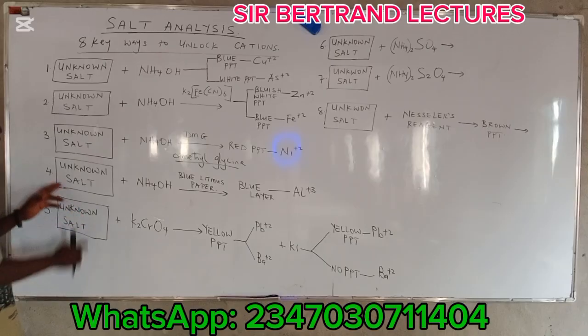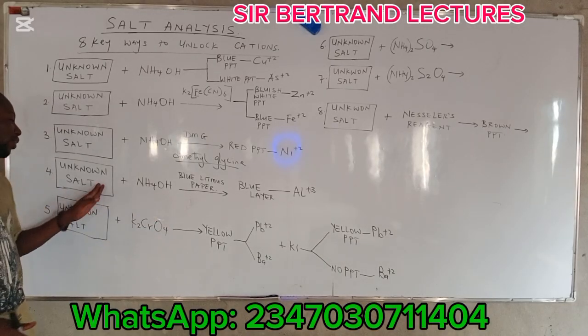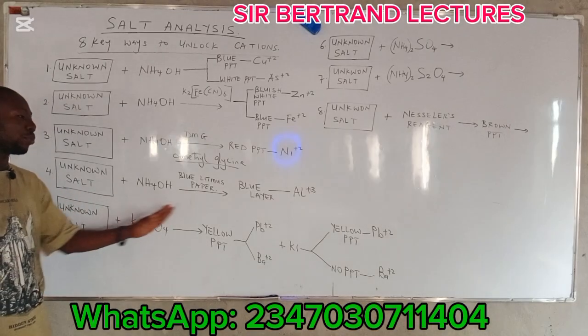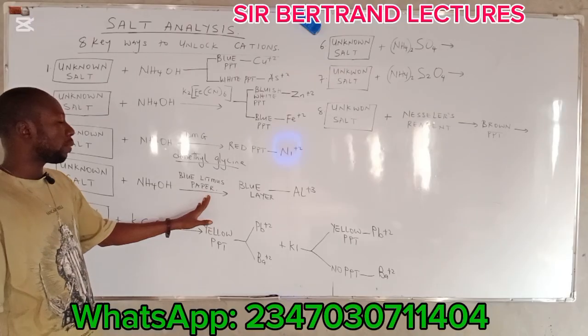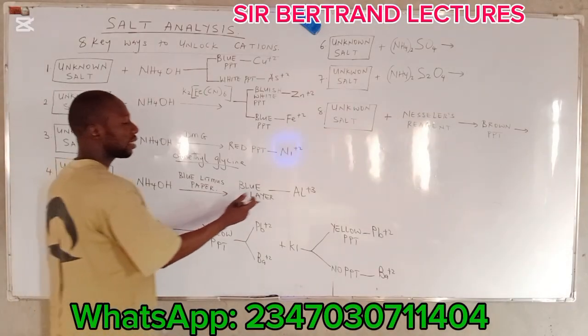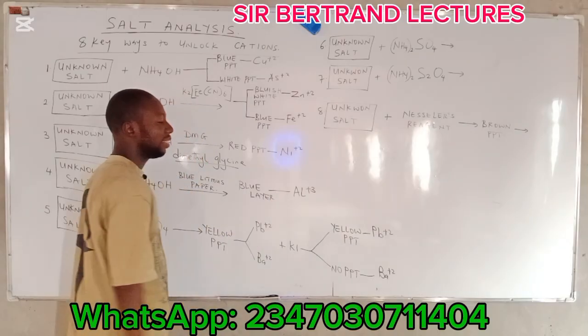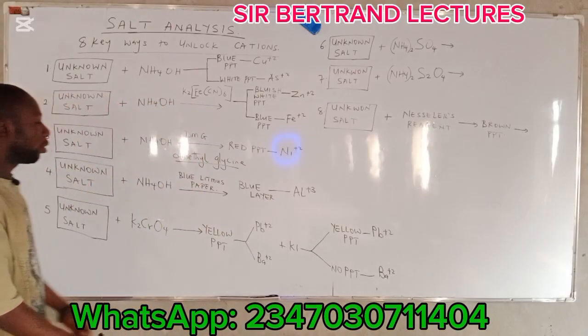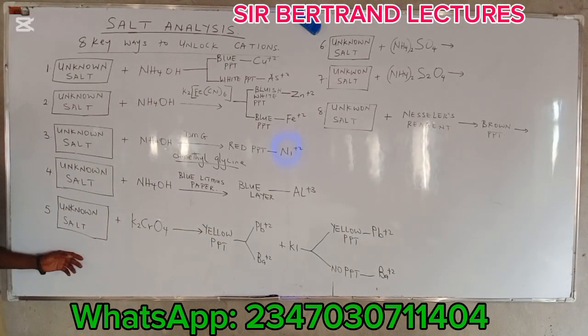Here I say that you added ammonium hydroxide to an unknown given source sample in the presence of litmus paper. Then if it shows blue layer, it shows that the cation present in the source sample is aluminum ion. Then here is the fifth one.